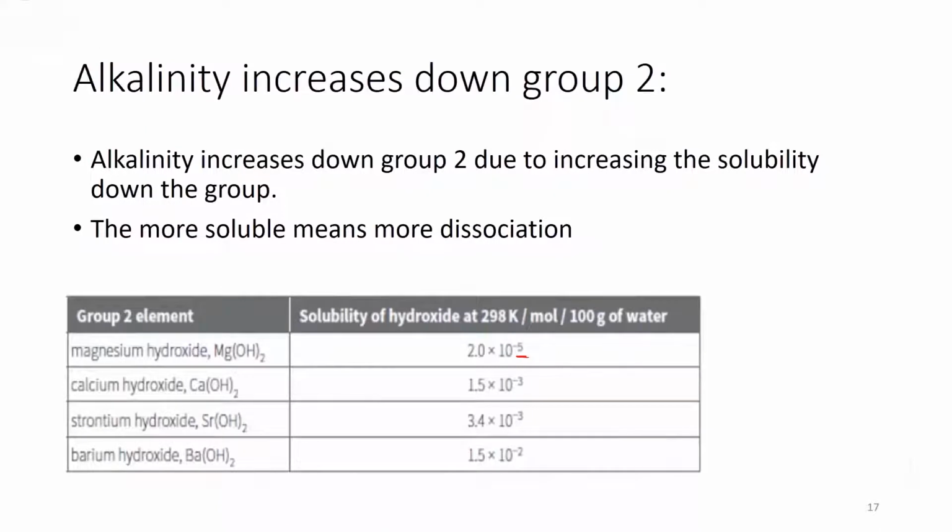So if we looked at the alkalinity of group 2 elements, it increases going down the group. And the reason behind that is that you are increasing the solubility. So you are moving from 10 to the minus 5, to 10 to the minus 3, then 10 to the minus 2. So you are increasing the solubility. This is why you are increasing the alkalinity as well. The more soluble means more dissociation. This is why you will have a more alkaline solution.